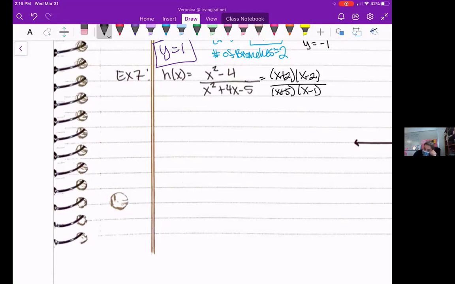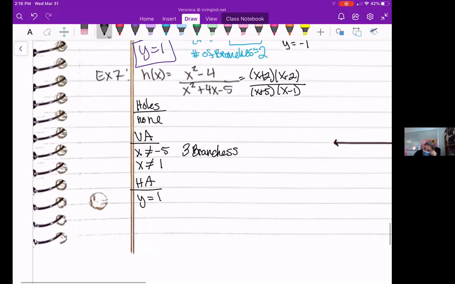Okay, so holes: none. Vertical asymptote: x cannot equal -5 and x cannot equal 1. And the horizontal asymptote is at y equals 1. And then we have 3 branches because of the vertical asymptotes. And I think that's it for that part.